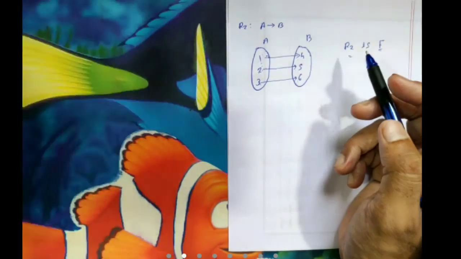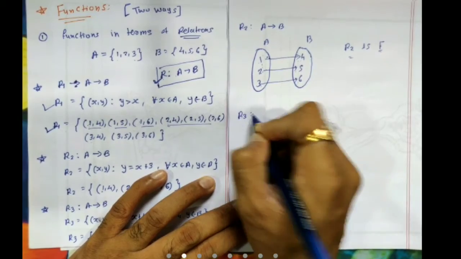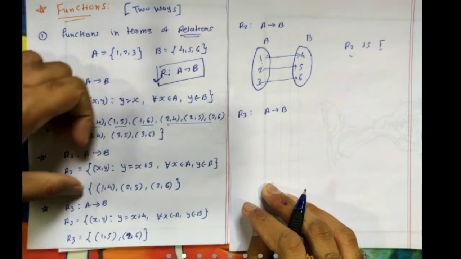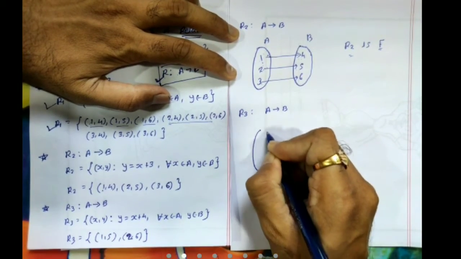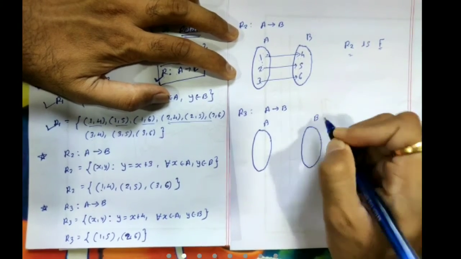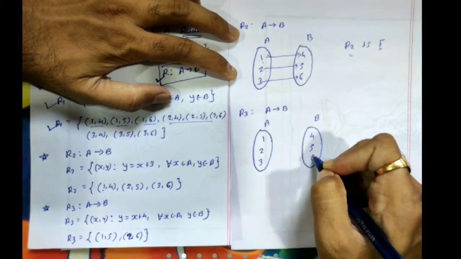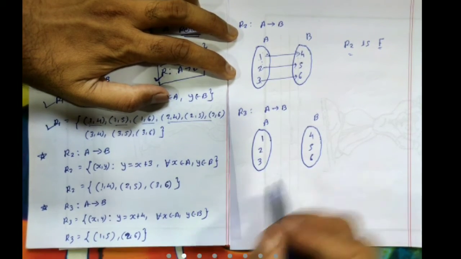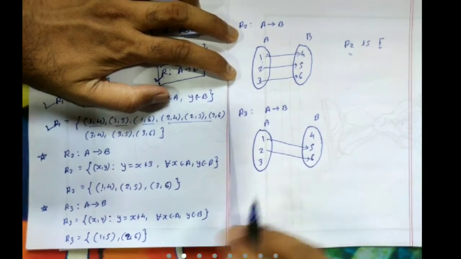Clear? Now consider relation R3. Relation R3 from set A to set B. This is relation R3. Now its arrow diagram. This is our set A. This is our set B. Elements are 1, 2 and 3. Here 4, 5 and 6. Now mapping of this relation. So here element 1 has one image 5 and element 2 has an image 6.